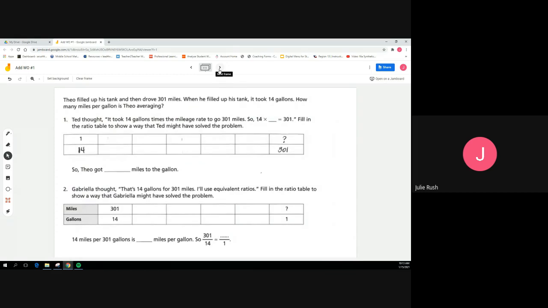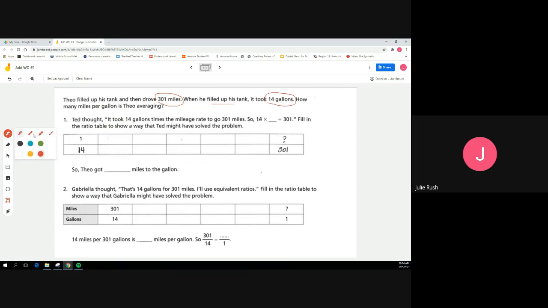It says Theo filled up his tank and then drove 301 miles. When he filled up his tank, it took 14 gallons. How many miles per gallon is Theo averaging? So we know he drove 300 miles on 14 gallons, and that was filling up his tank.